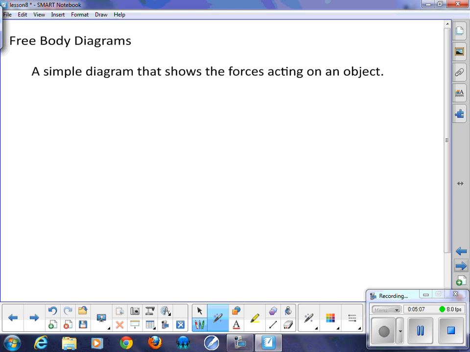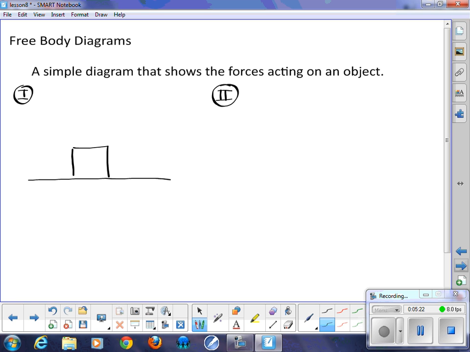Okay, let's talk about free body diagrams for a second. So a simple diagram shows the forces acting on an object. So let's talk about two particular objects here. We're going to go with object 1 and object 2. So the first object, on a flat surface, let's call it a box. Second one, what we'll have on every object that is on a planet, it's going to be influenced by some form of force due to gravity. And that's true for both objects.